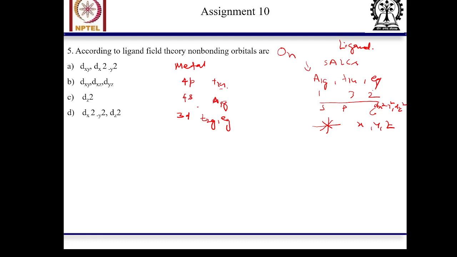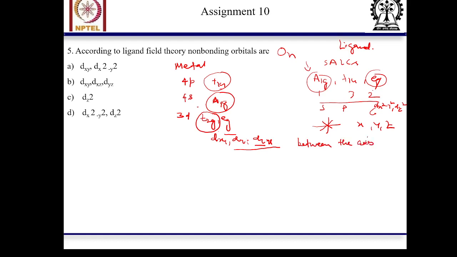Right? Now what will happen? We have eg here also, A1g is also there, T1u also. So the only one left is T2g, which is the non-bonding orbital: your dxy, dyz and dzx. Why? Because these are the orbitals whose lobes are in between the axes. So they will not interact with the field which is approaching towards the metal. So that's why the T2g orbitals, dxy, dyz and dzx, will be the correct answer for this.